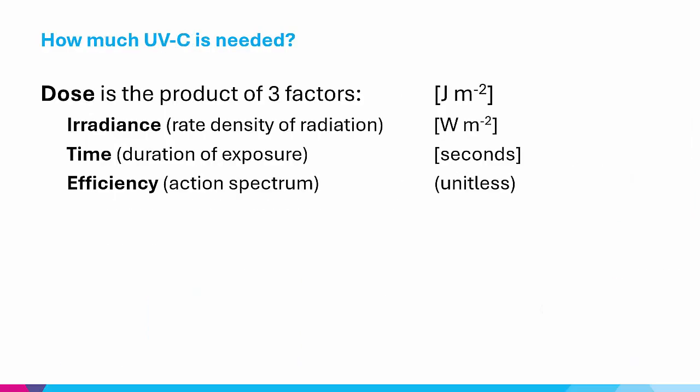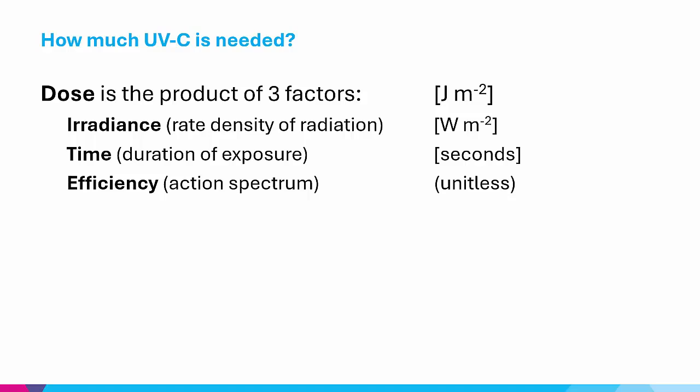How much UVC is needed? Dose is the amount of radiation or energy needed for a particular effect. As examples, you might consider a sunburn or inactivation of a bacterium. UVC dose is measured in joules per square meter, and I will be mentioning dose several times in this lecture.